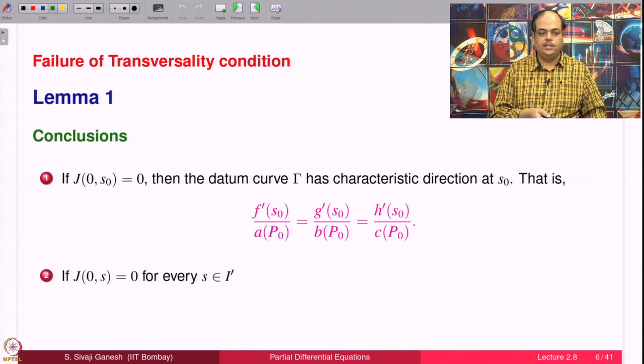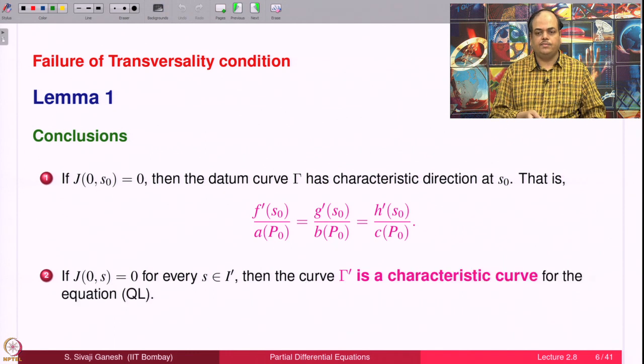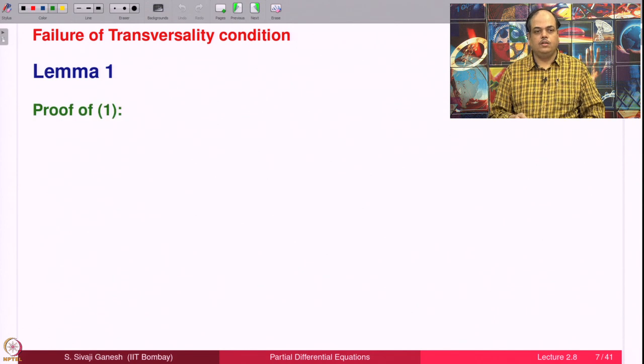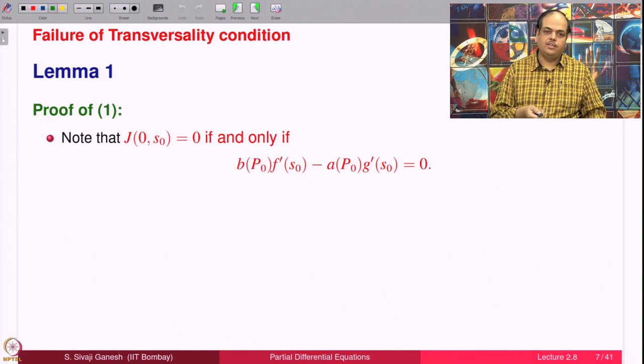And if J 0 S is 0 for every S in a subinterval I dash, then gamma dash is a characteristic curve for the quasi-linear equation. Proof of 1: J 0 S naught is given to be 0, and we want to show that the datum curve has a characteristic direction at that point P naught. So J 0 S naught is 0 if and only if, this is just the expansion of the determinant, A B in one column, F prime G prime in the other column, that determinant is precisely the left hand side, that is equal to 0.